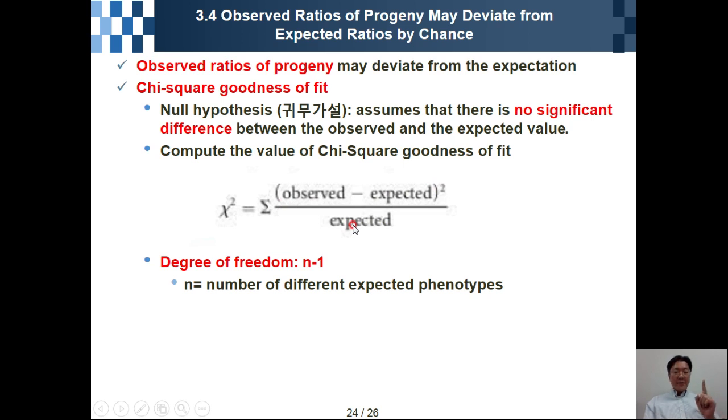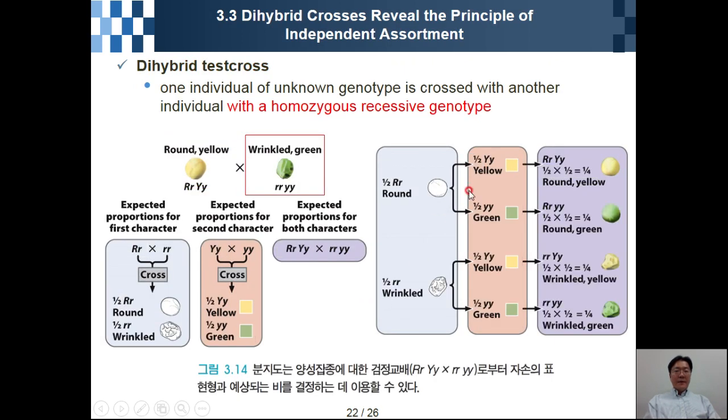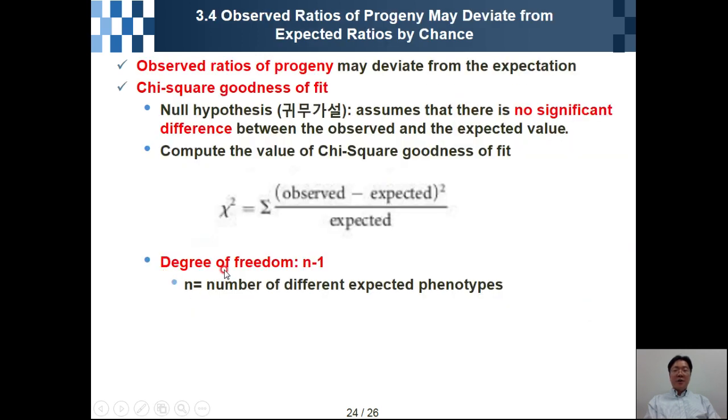And also we have to know the degree of freedom. Degree of freedom is n minus 1. What is n? N is the number of different expected phenotypes. Okay. In this case, how many expected phenotypes are there? The number is 1, 2, 3, 4. So in this case, what is the degree of freedom? 4 minus 1 will be 3.